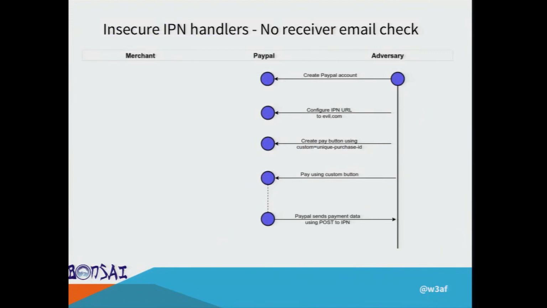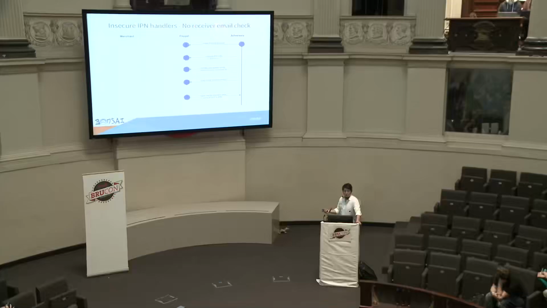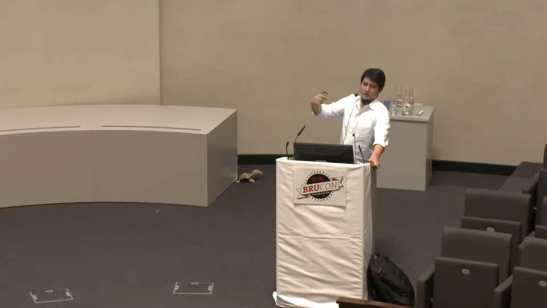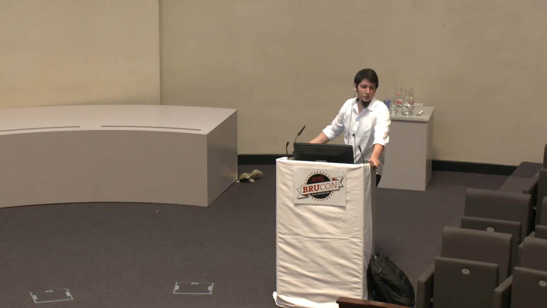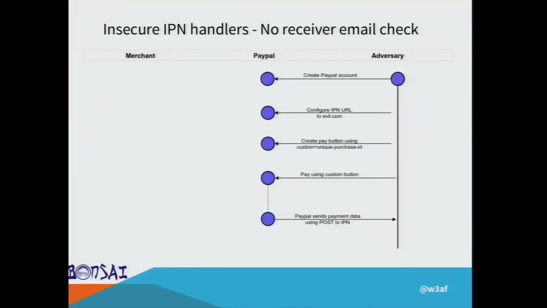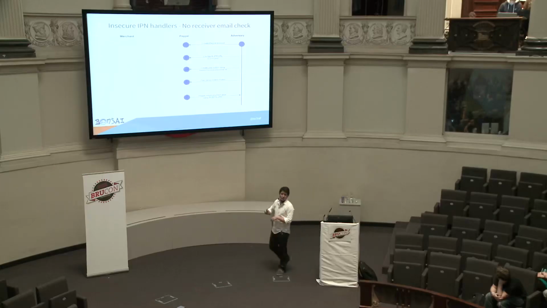Then what happens is that the attacker is going to create a payment to himself. He's going to use the Pay with PayPal button that he just created, and using the attacker's credit card, he's going to pay money to himself, to his PayPal account. So that happens here. When he does that, PayPal is going to send all of the IPN data to his IPN URL.